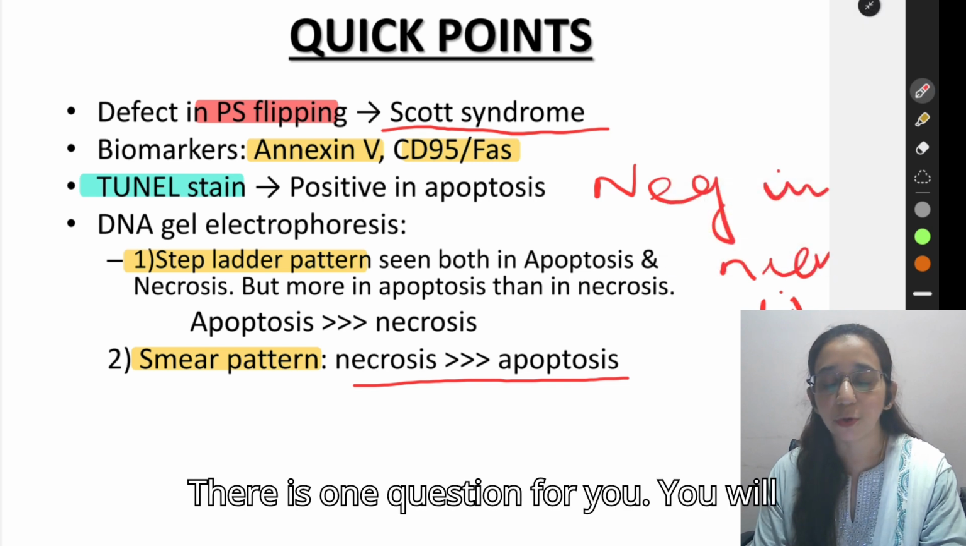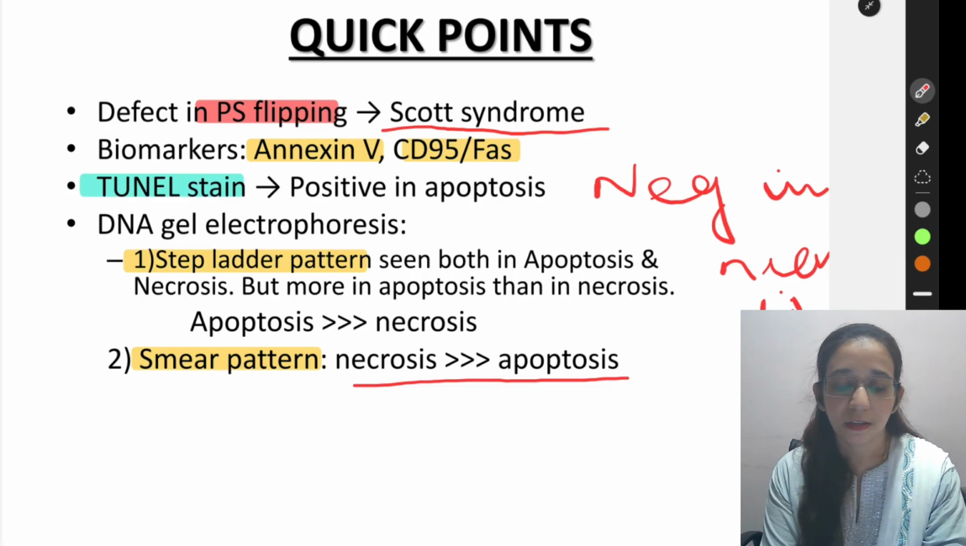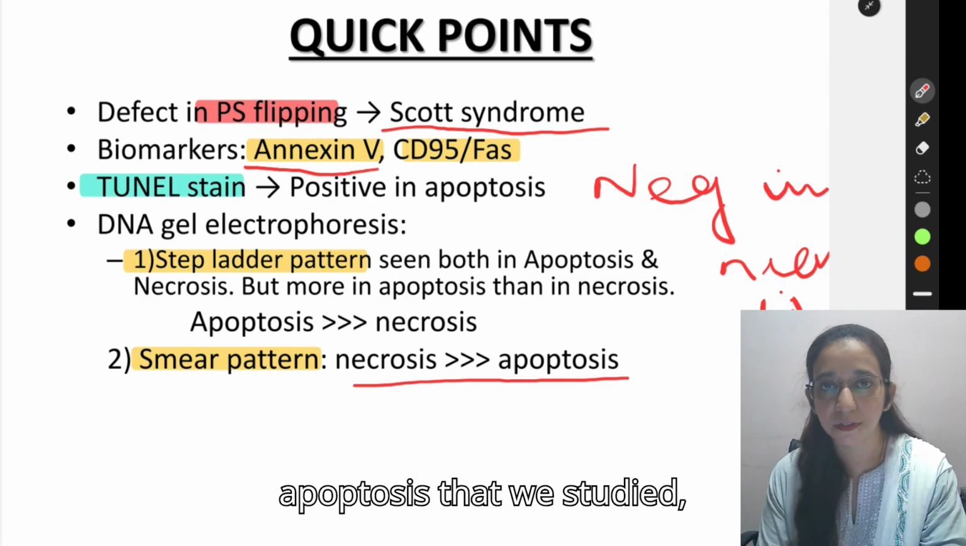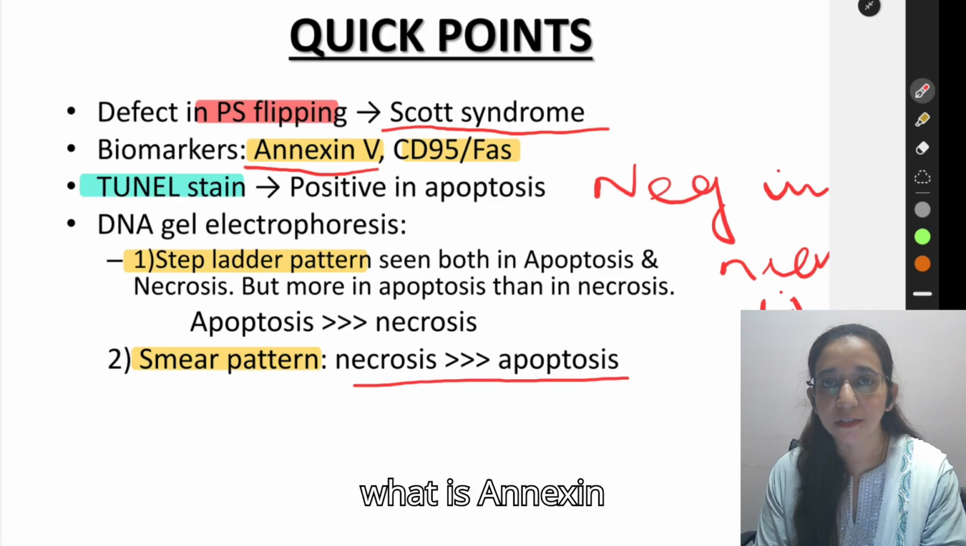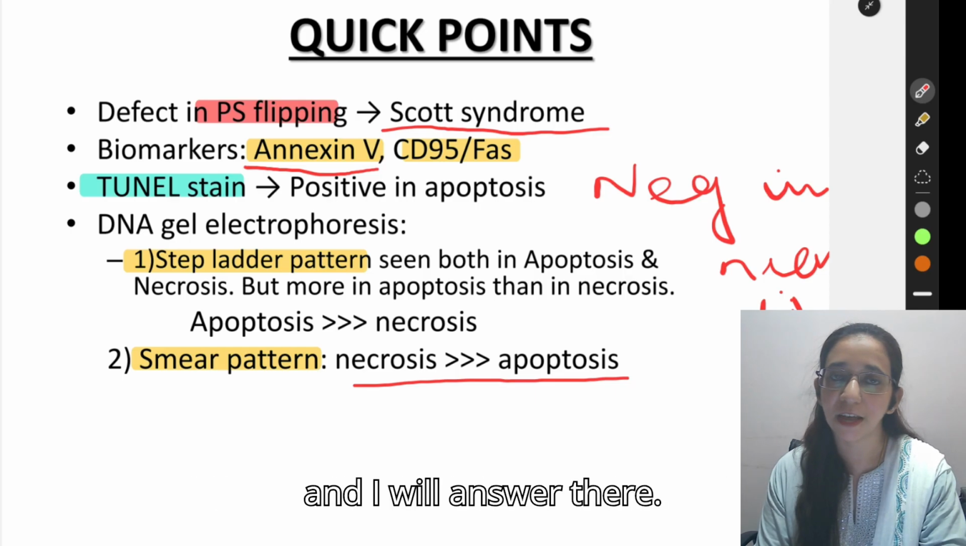There is one question for you. You will write it in my comment box. If annexin 5 is the marker of apoptosis that we studied, what is annexin A1 a marker for? Okay, you will write it in my comment box and I will answer there.